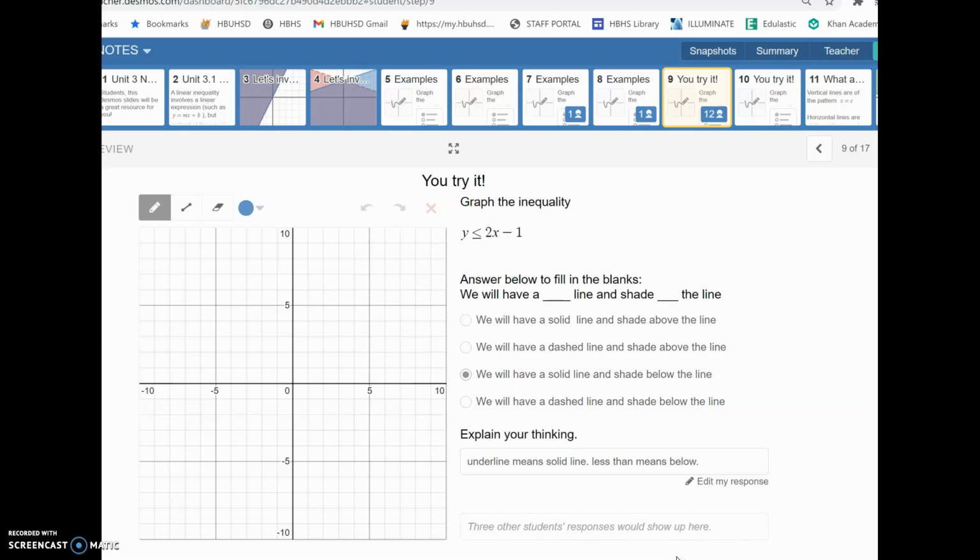That's enough information. And so when I go to graph it, I start at -1. I count up 2 and over 1. Remember, that's 2 over 1 as the slope with a solid line. And I shade underneath the line.